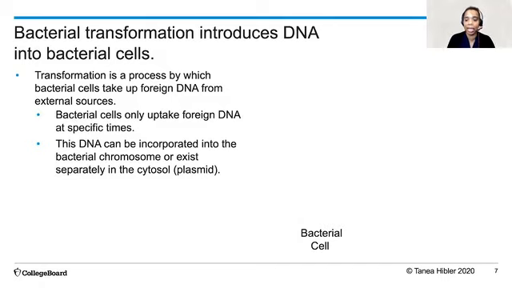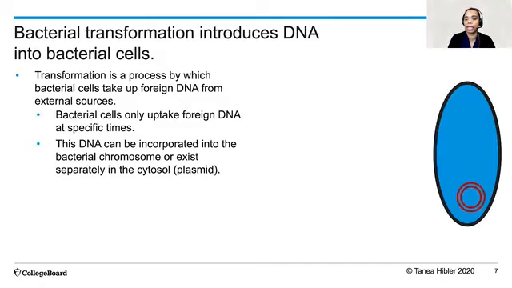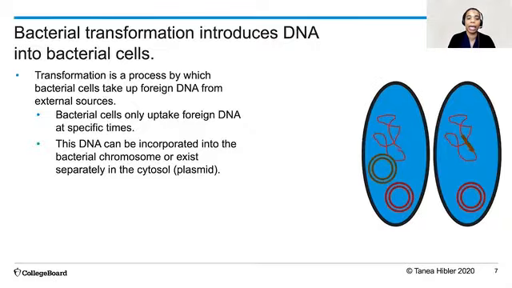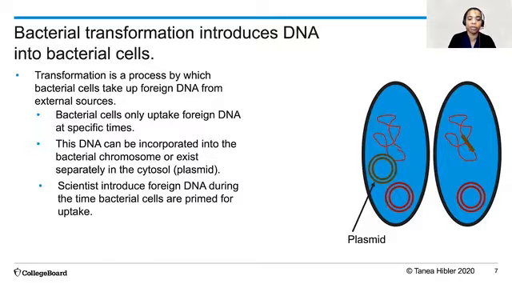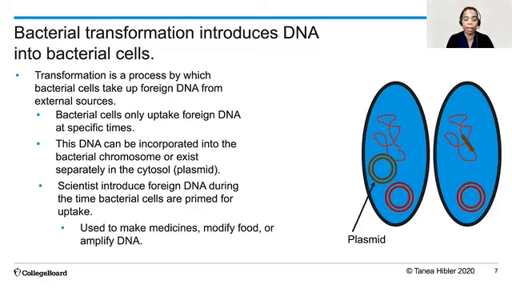The DNA can be incorporated into the bacterial chromosome, or it can exist separately in the cytosol. So that DNA is taken up, and here I'm showing an example of how that DNA has been incorporated into the bacterial chromosome. And then here I'm showing how that DNA has been incorporated into the cytosol as a plasmid. Scientists introduce foreign DNA during the time that bacterial cells are primed for uptake. This can be used to make medicines, modify food, or amplify DNA.